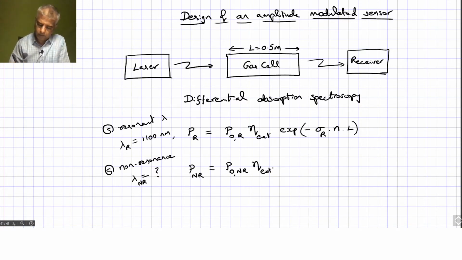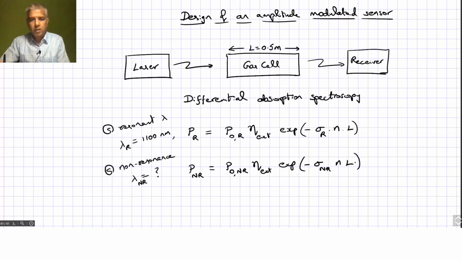Let's assume that you're moving off by such a small value of wavelength that the other losses don't change within that. Then you go minus sigma, exponential minus sigma NR, that's the transition strength at this non-resonant wavelength, multiplied by n multiplied by L, right? So that is what we do in absorption spectroscopy.